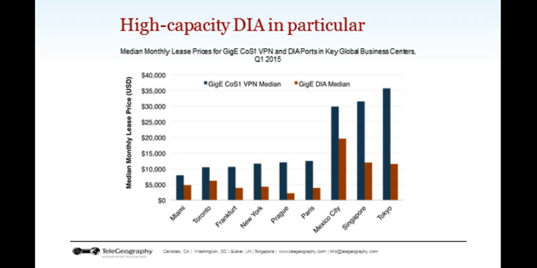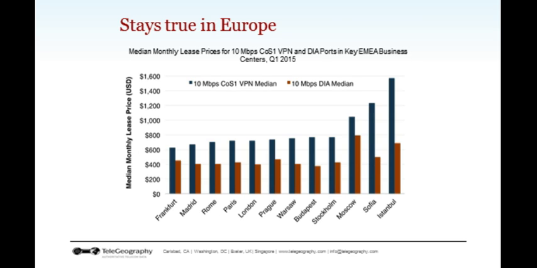And if we up that capacity, this trend actually increases. So here, instead of 10 meg, we're looking at gig-E and comparing that across a bunch of global cities. And you can see there's a pretty significant difference. You have certain sites such as Miami where it's not quite half, but places like Prague and even New York where there's a very considerable difference in how much you will save moving from VPN rather to DIA.